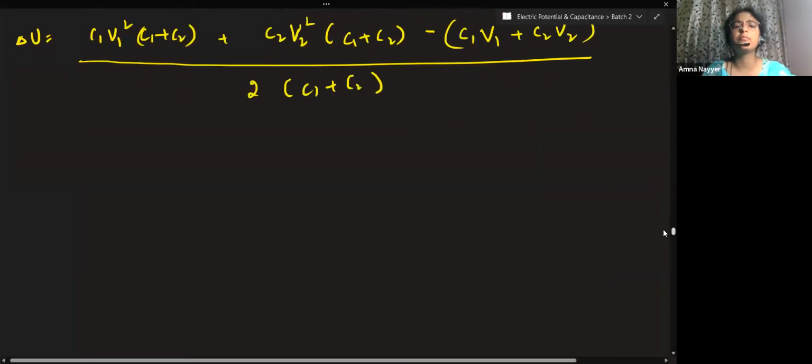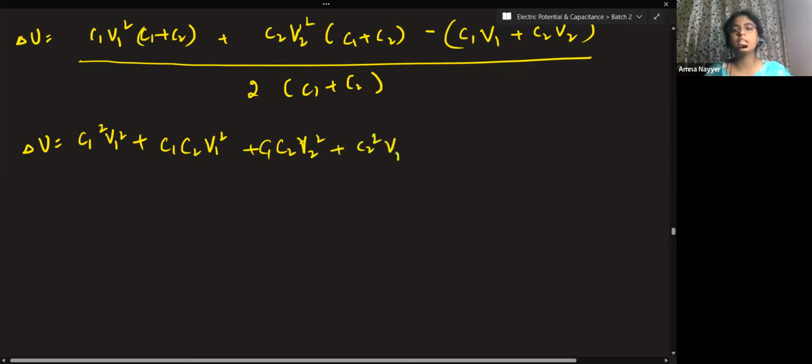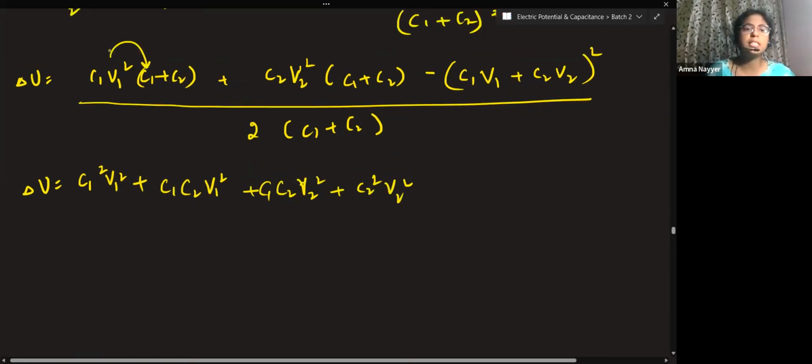We'll just open the brackets so that our calculation becomes easier. This will be C1 square V1 square plus C1 C2 V1 square. Opening up the bracket, plus C2 V2 square multiplied by C1, plus C2 square V2 square. How are we opening the brackets? Just multiplying this term first with this, then with this. We have got this. Then multiplying this term with this, and this term with this.